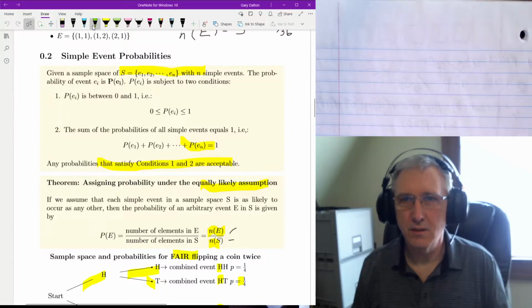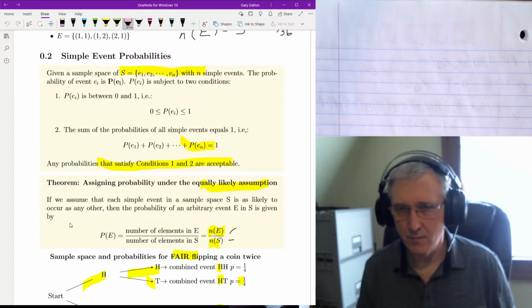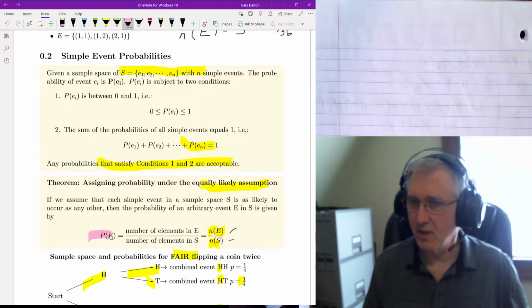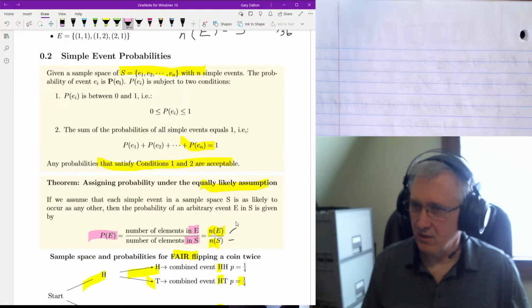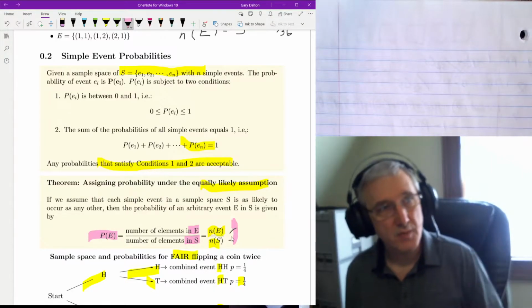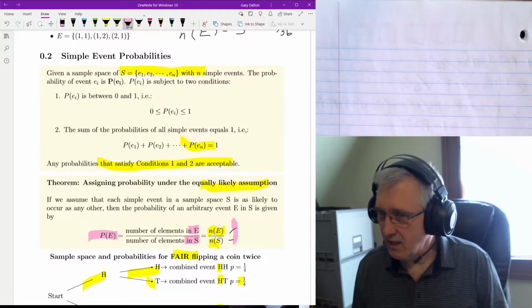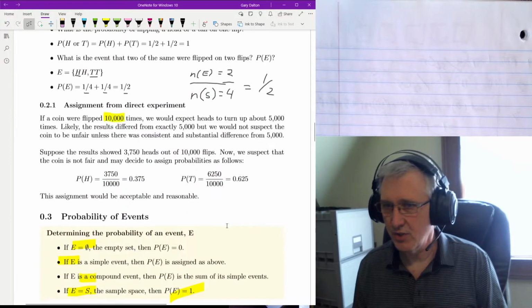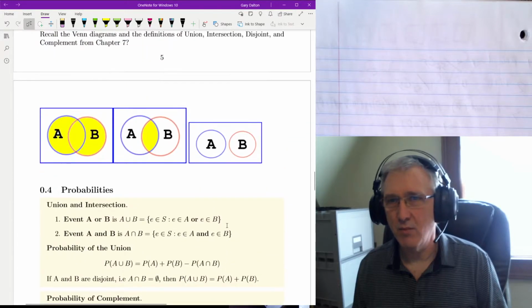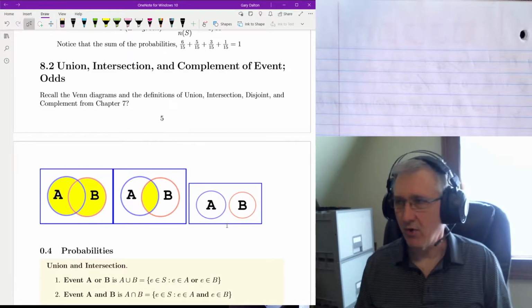That is the probability of an event. So the probability of E is equal to the number of elements in the event divided by the number of elements in the sample space. So when you're calculating probability, this is what to remember: the number of elements in the event divided by the number of elements in the sample space. And that's just as true when we are talking about union, intersection, and complement. And you'll see that very shortly.